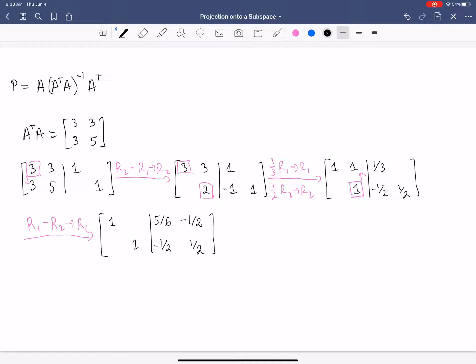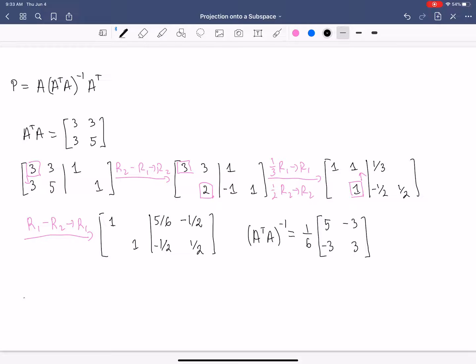I could represent this. So A transpose A inverse is that matrix, which I'm going to write in the following way. I'm going to factor out a 1/6. Then this will be a 5. This will be a negative 3, negative 3, and a 3. All right. So we have A transpose A inverse.